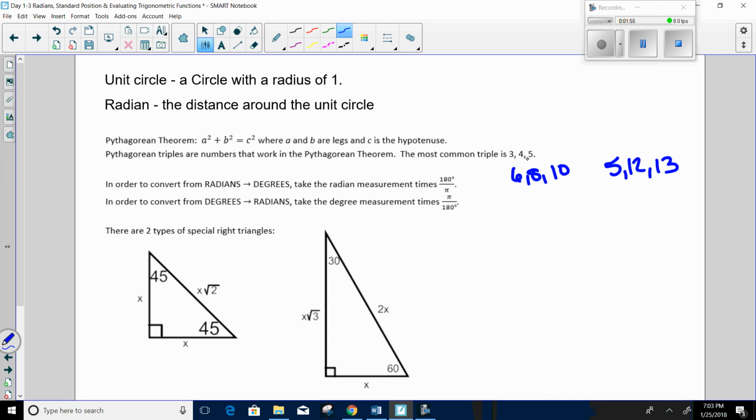Make sure I would memorize those. 3, 4, 5, 6, 8, 10, 5, 12, 13. Those will also be very common ones when you take the ACT test. If you know those, it makes calculations a lot quicker.